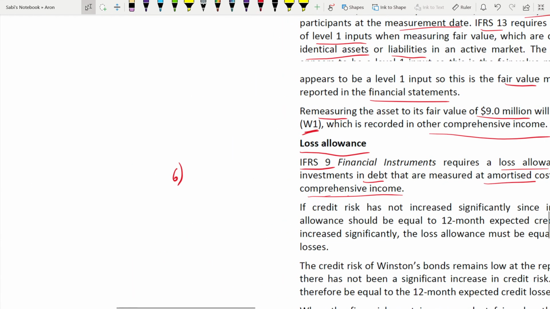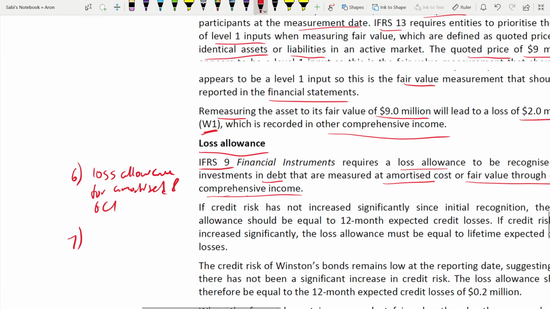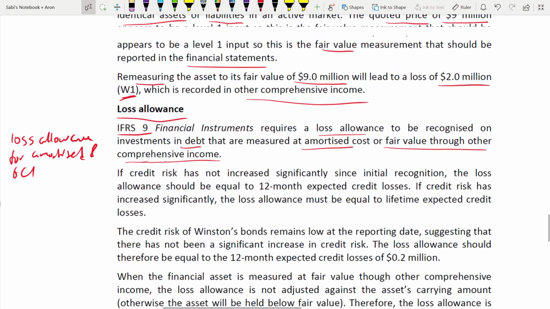So for stating this principle from IFRS 9, you will get 1 mark. Loss allowance for amortized cost and OCI. 7. 7 and 8.